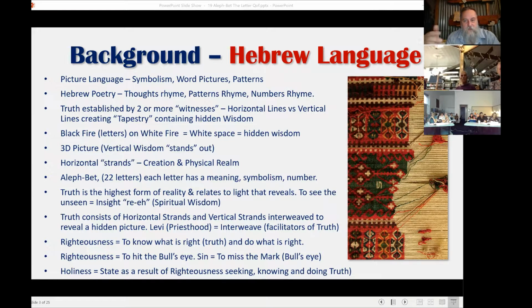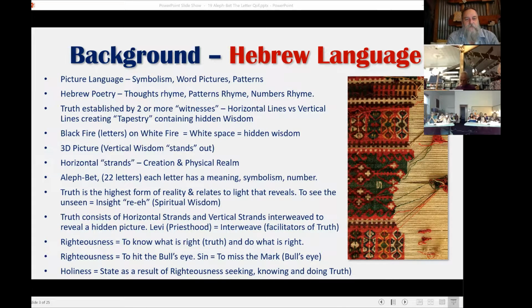That's how that works. Now, the vertical lines are our connection to the unseen. How vertical strands start to develop is if you take two thoughts and put them next to each other. That's the concept of black fire and white fire. Black fire is the letters, and white fire is the space in between. If you take two letters or two words and meditate upon them, one in relation to another, there's now a link or a connection.